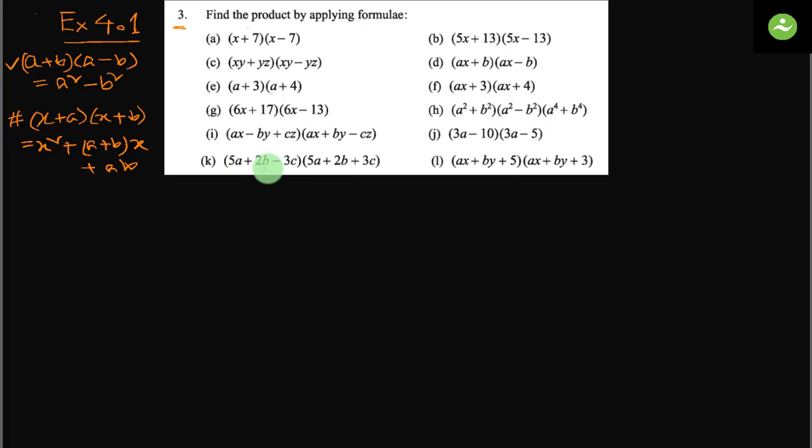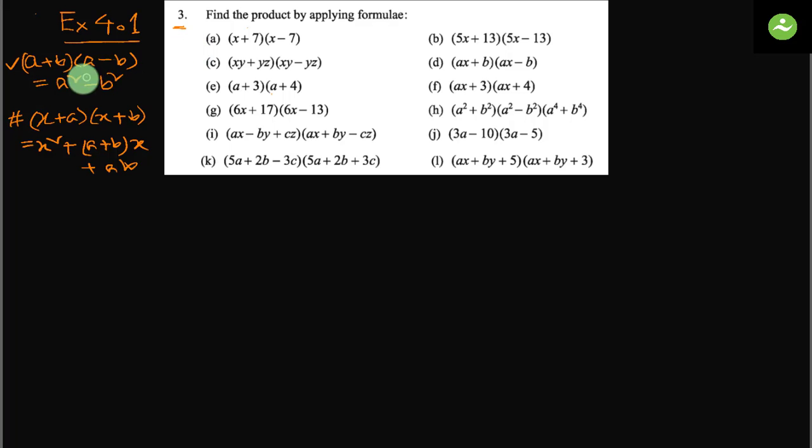K, 5A plus 2B minus 3C, 5A plus 2B plus 3C. This is A plus B, A minus B. This is 5 and this is 3, so this is x plus A, this is x plus B. Okay, let's mark, there are A to L. There are a couple of maths here, but I won't do all. I will do 3, 4. Let me do the first one, and let me do the marking first.